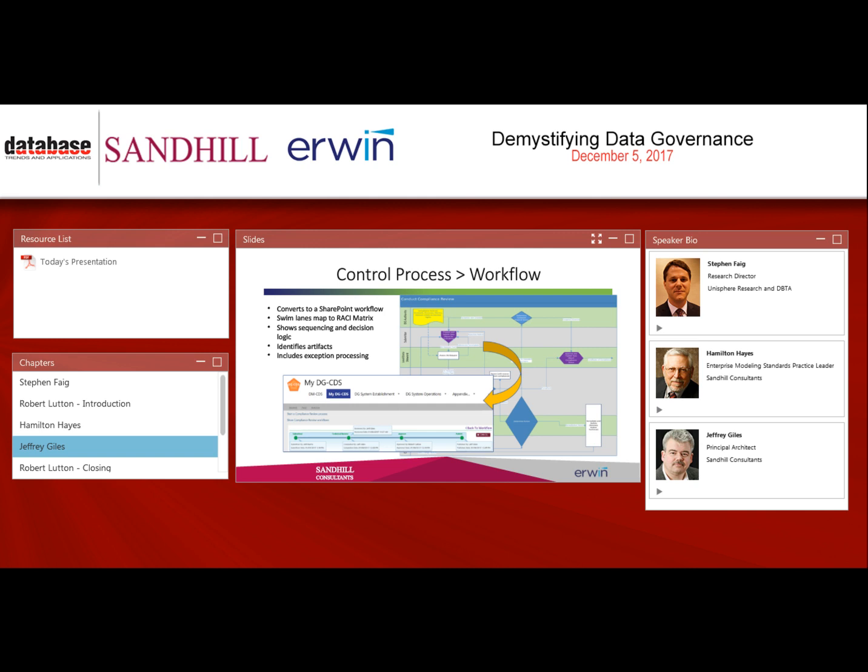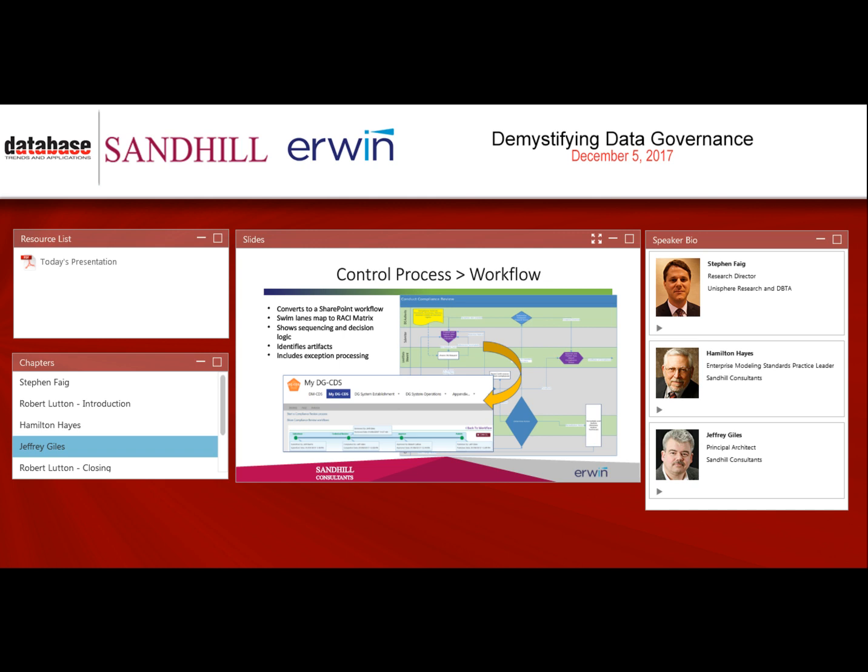And Ham mentioned this process control workflow. How that relates to the DGCVS is that within the SharePoint system, there is functionality to set up and manage a workflow. So we've gone ahead and set up a workflow that you can manage, which will take you through various stages within your governance process so that you can understand how that artifact is progressing through the system.